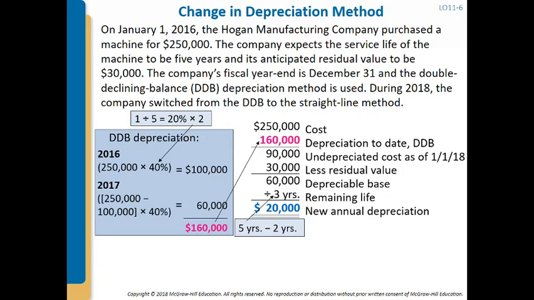And so your book value at the time of this change is going to be $90,000. From that, you're going to subtract the salvage value of 30,000. So your depreciable base at the time of the change is $60,000. You're going to take that amount and divide it by the remaining useful life of 3 years. And so under the straight line method, going forward for 3 years, you're going to have depreciation expense of $20,000.